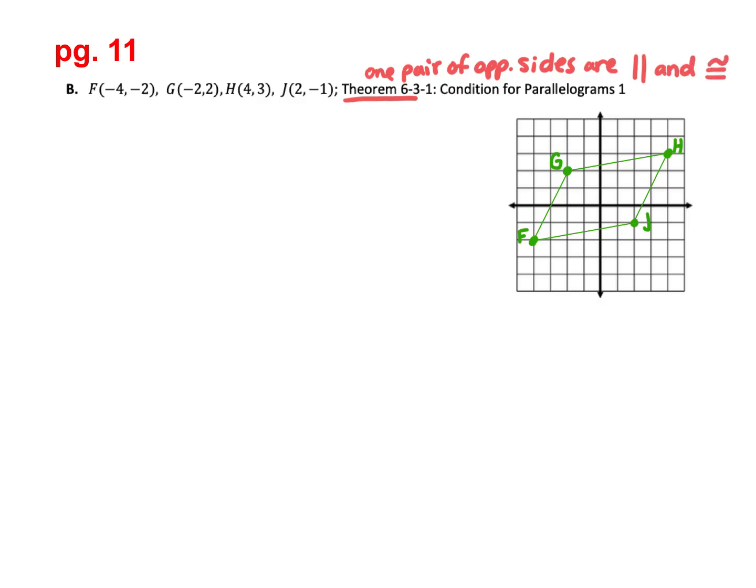So I'm going to choose to focus in on FG and HJ. I just think that's easier because the points are right next to each other. So in our picture, we'll focus on FG right here and HJ right there. Go ahead and calculate the slope of FG and the slope of HJ. Please pause your video and do that calculation.